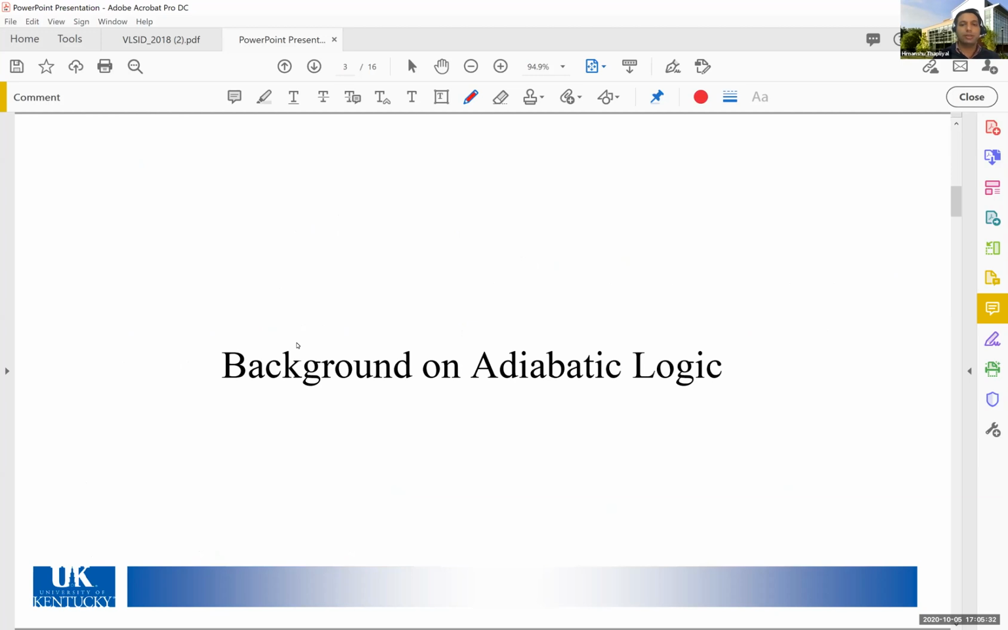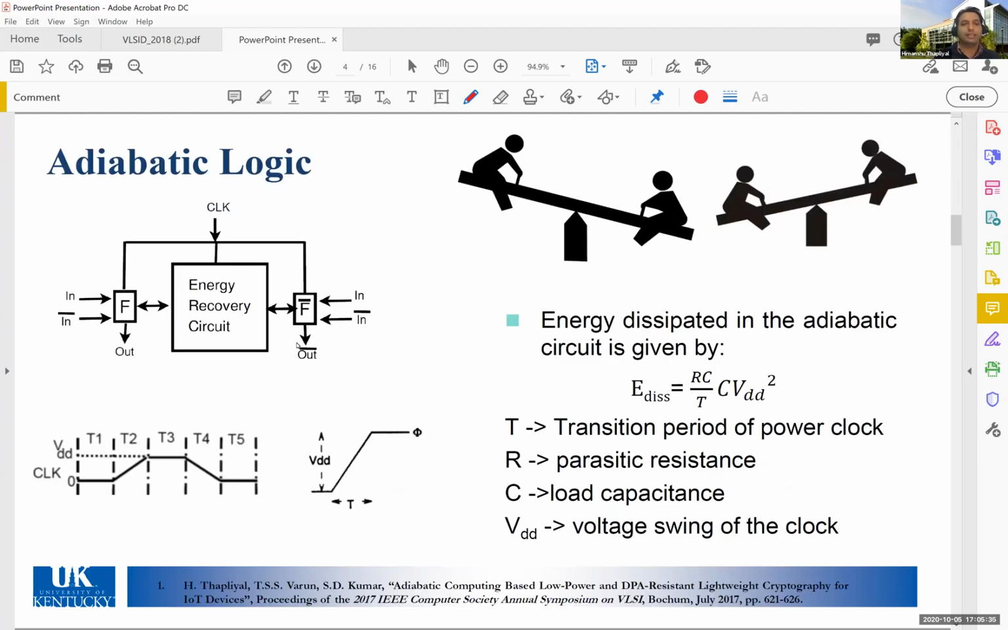Just to give you a brief background on adiabatic logic, as can be seen in this figure, in adiabatic circuits, instead of the constant VDD, you have the power clock, represented by a 4-phase power clock. When the clock rises, energy is supplied to your output nodes, and depending on the inputs, the function f and f bar get evaluated.